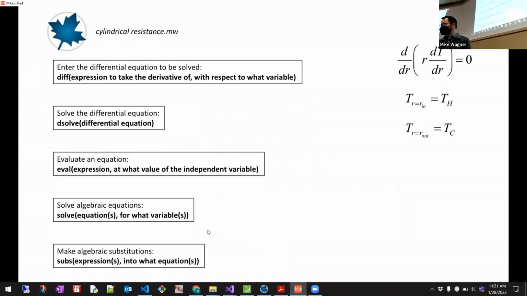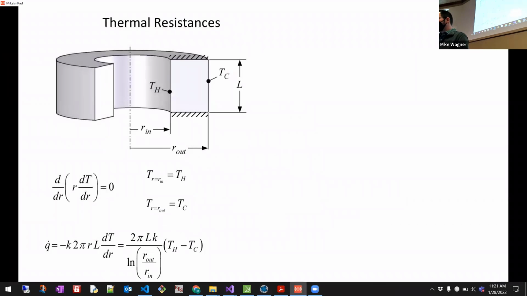Okay, so now we've used Maple to solve a problem. This is kind of the way you're going to do it. So let's move on and talk about the next concept. Again, this is mostly review for some of you, probably useful review. But the second time we're thinking about this idea of thermal resistance, maybe we can think about it in a more practical sense. Okay, so we'll see what I mean in a second.